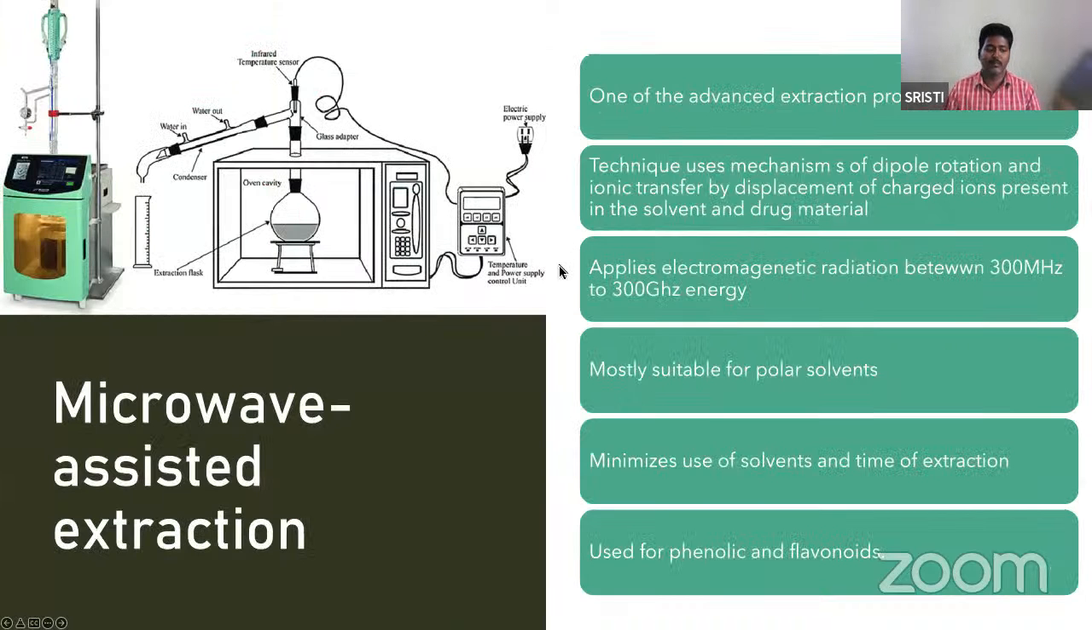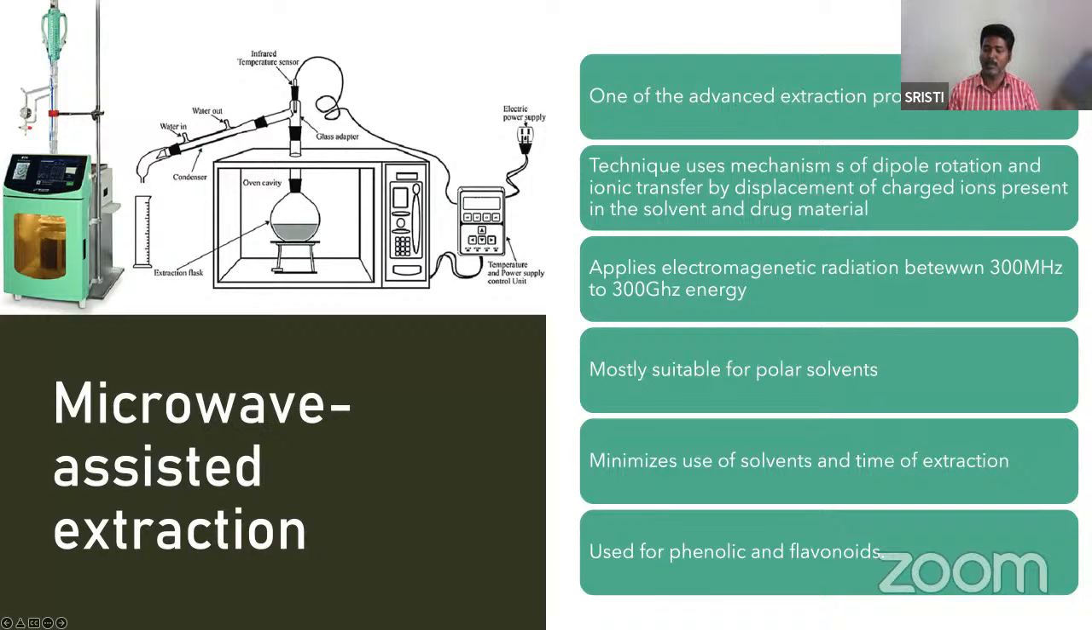And the next one is microwave assisted extraction. This is one of the advanced extraction procedures, and we use the dipole rotation and ionic transfer by displacement of charged ions present in the solvent and drug material. Here we apply radiation of around 300 megahertz to 300 gigahertz of energy, mostly suitable for polar solvents. It minimizes the use of solvents and extracts in a short time period.